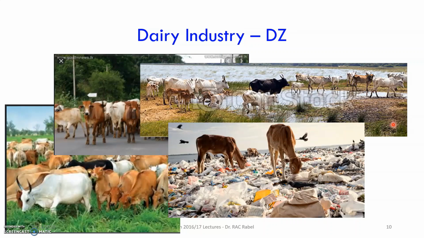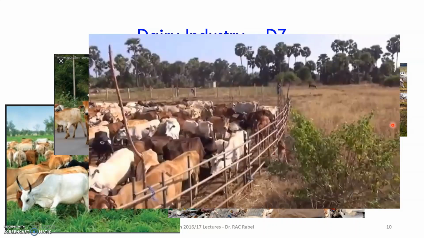You will learn when you come to 4th year, this eating trash or garbage leads to a lot of complications when they eat polythene, right? Because the natural system is not made to eat polythene. When they eat polythene, it can get stuck in the rumen, leading to complications called rumen impaction and so forth, which you will learn when you come to do surgery and medicine, right?